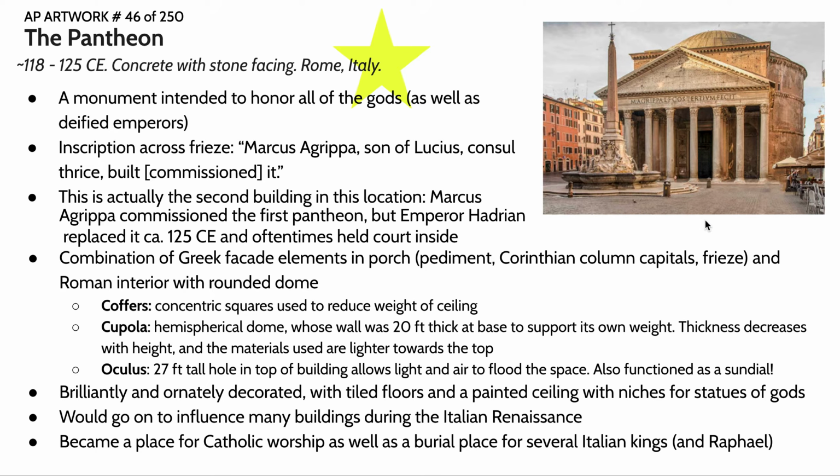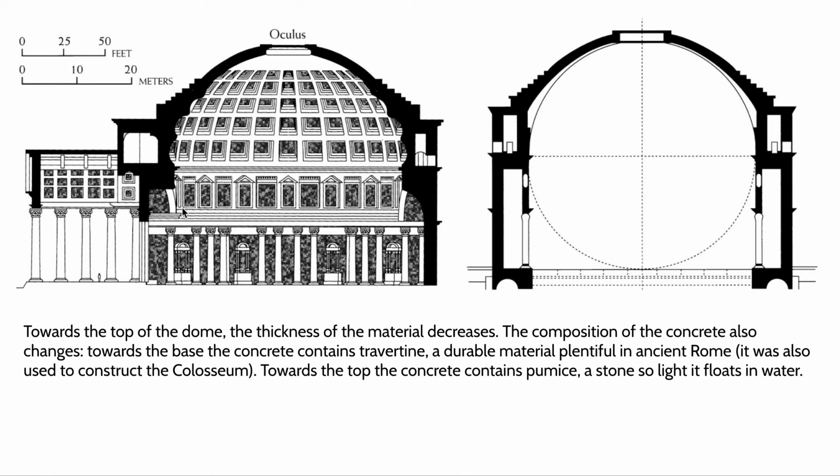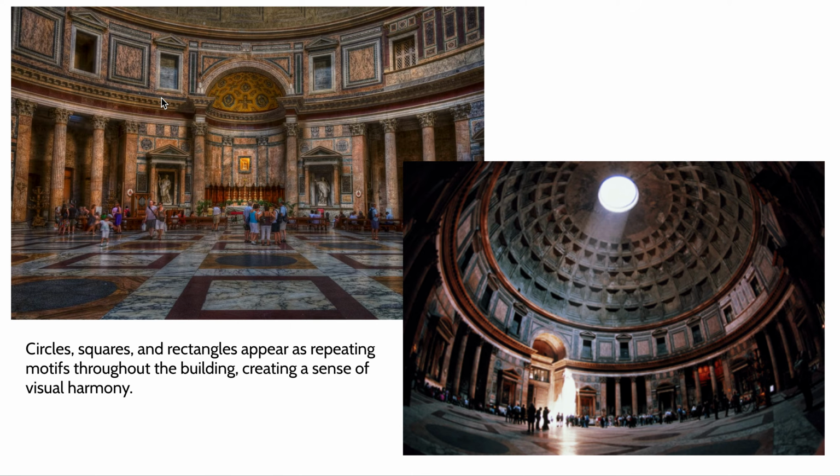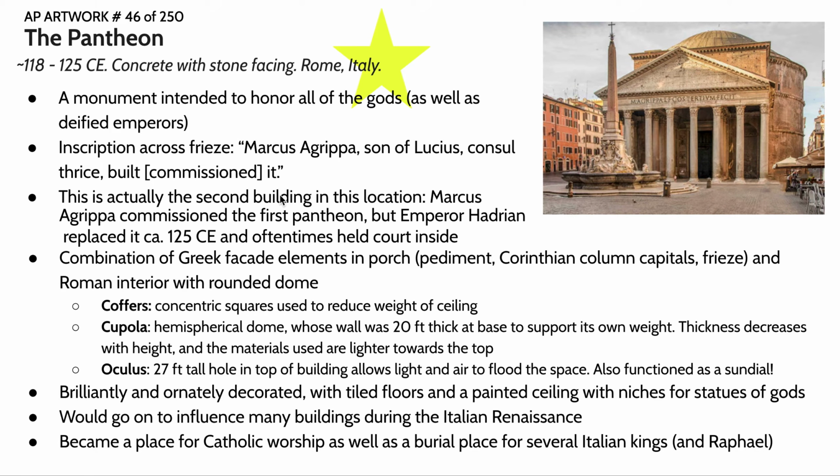On the inside, however, is something that's a little bit more Roman, and that involves the dome. All right? So this dome was this massive, I believe, 47-meter diameter hemisphere that was located on the inside of this building. A couple of things about it.